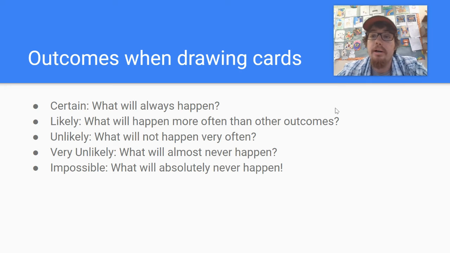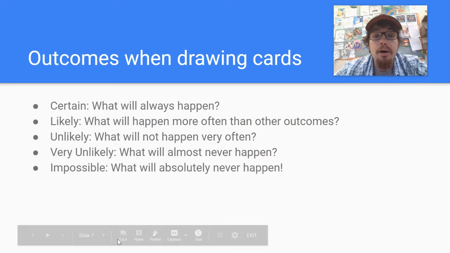So if you drew a card and you shuffled and you did this a whole bunch of times, what are the outcomes that are going to happen more often than others? Unlikely. What's not going to happen very often? What's not very likely? And then I added a new one for today. I said very unlikely. So what will almost never happen? What's really rare to happen when you're drawing from a deck of cards?